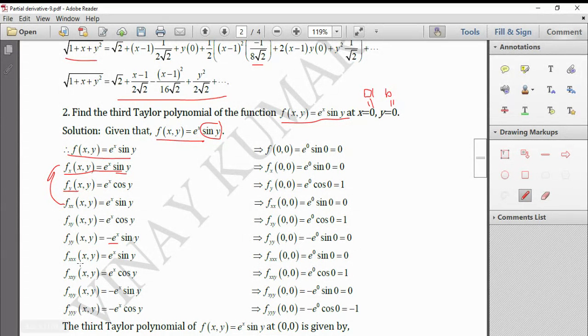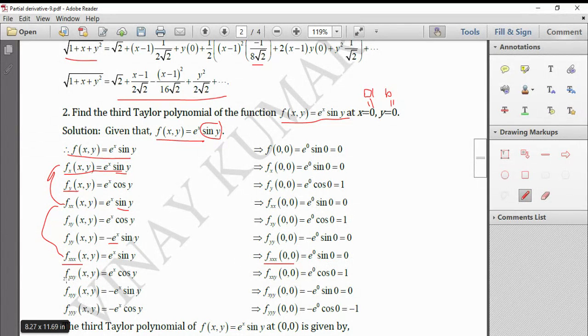Now we need third order derivatives. So we need fxxx. That means differentiate this fxx with respect to x. What is the derivative of this with respect to x? Your sin y is constant. Derivative of e to the power of x is e to the power of x. Now we need fxxx at 0, 0. So substitute x equal to 0 and y equal to 0.